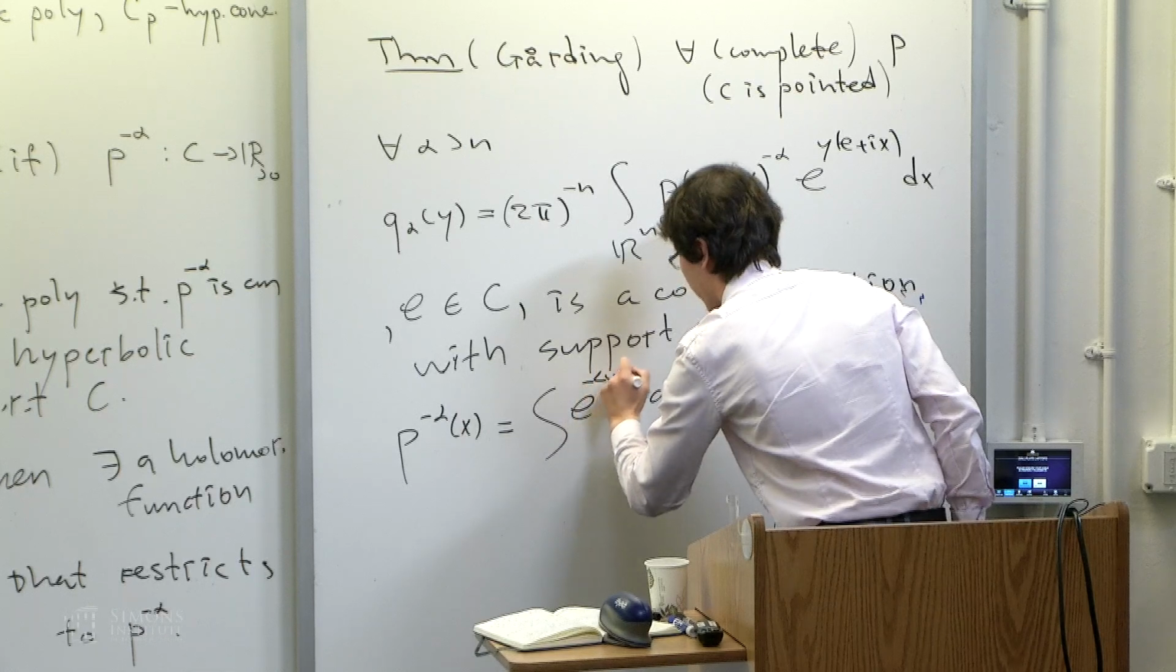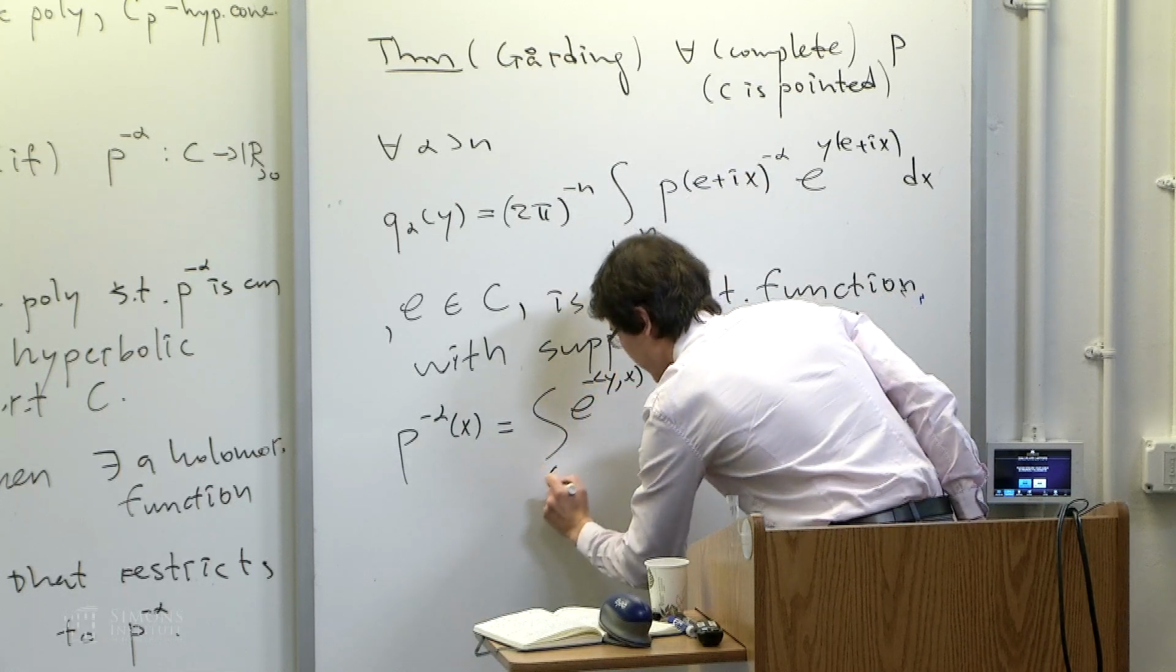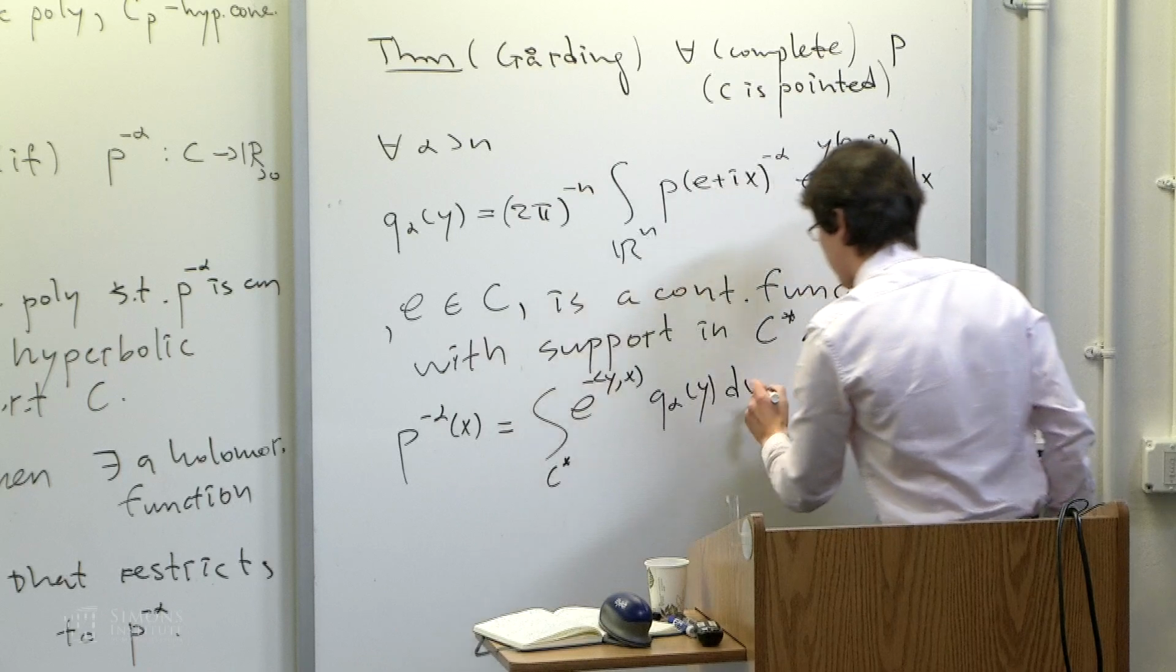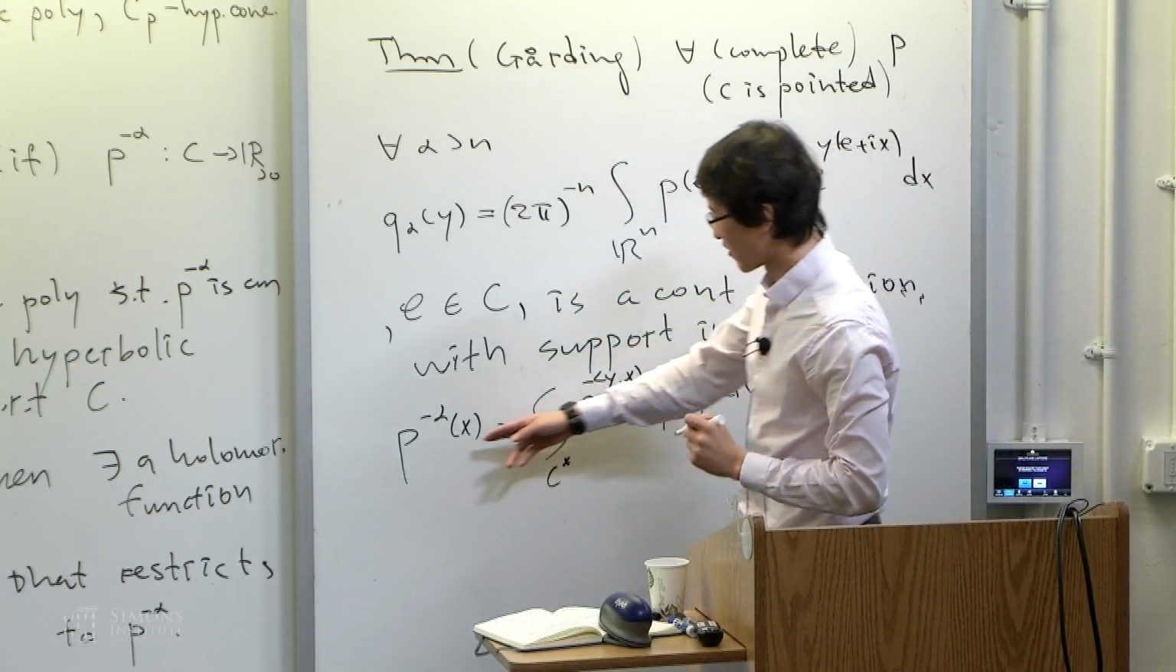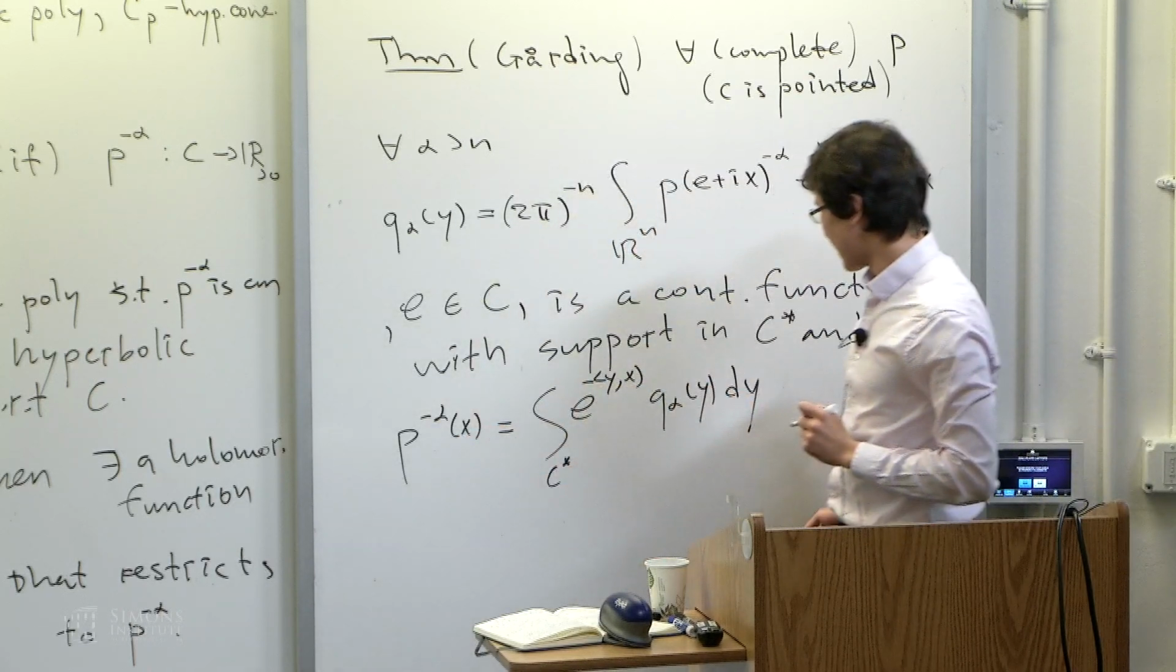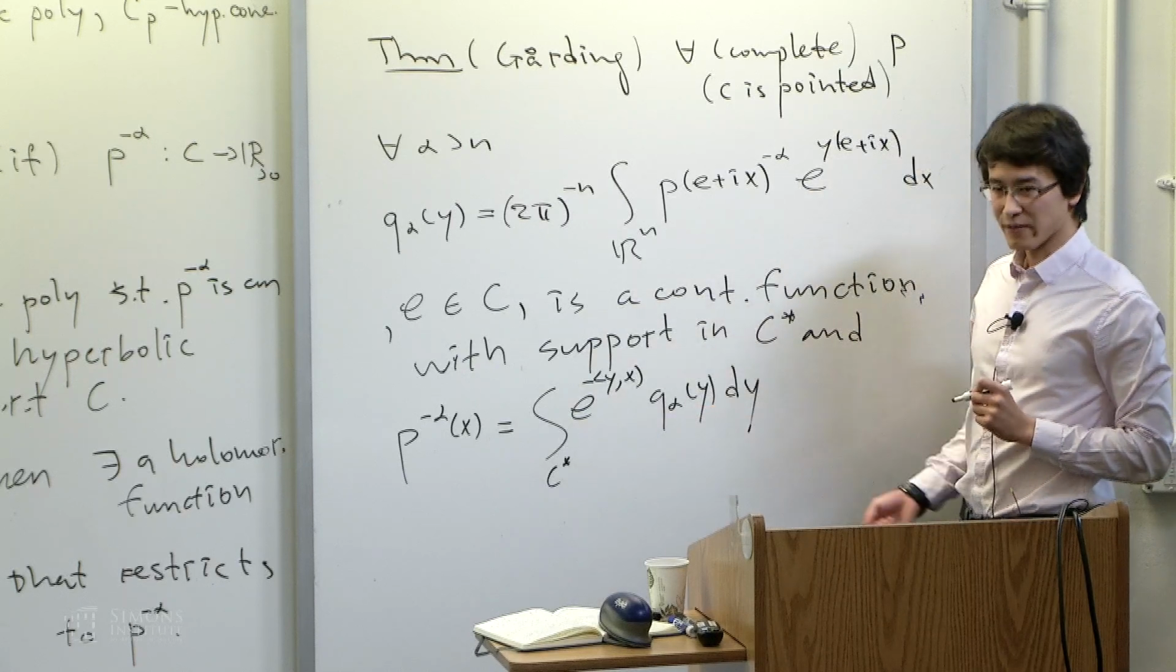But the problem is, this representation defines, of course, my hyperbolic polynomial P, but nobody said that this Q alpha is positive, okay?